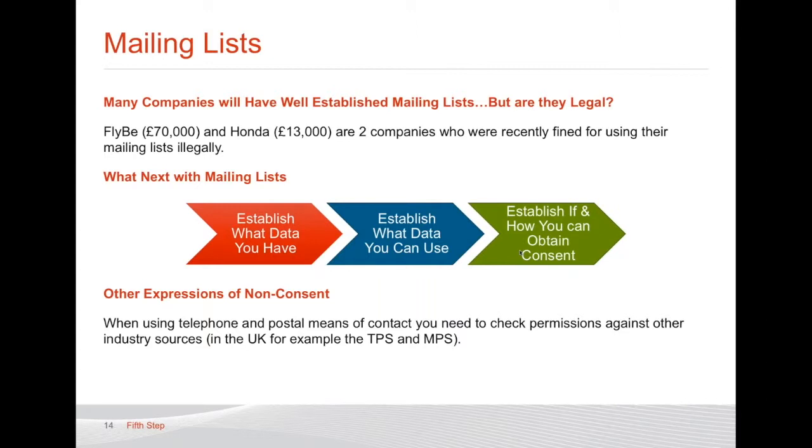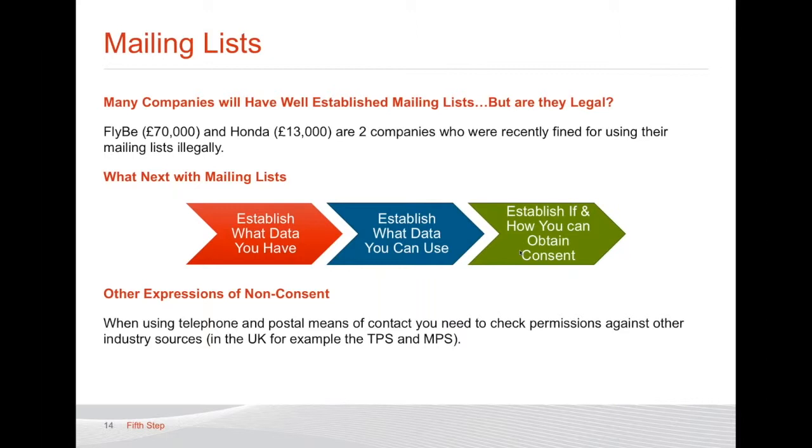You also need to establish if and how you can obtain consent. So if people have actively opted out of receiving emails from you, then the chances are you're not going to be able to persuade them otherwise, unless they come and buy another product, or you get another opportunity to ask them to opt in to your marketing. Don't go out and try to actively canvass those people if they've opted out. That's the direction of where fines from the ICO lay.